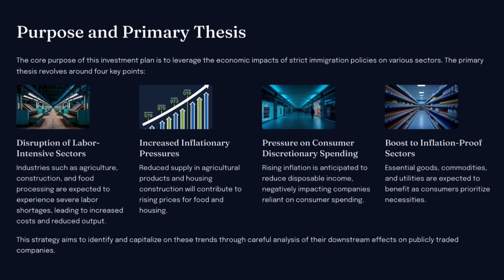Labor-intensive industries get hit first. Agriculture, construction, and food processing rely heavily on immigrant labor. When that labor pool shrinks, costs rise, output falls, and supply chains slow down. Inflation is the natural consequence. Fewer workers mean higher wages, which means higher costs, which means inflationary pressure in essential goods like food and housing.